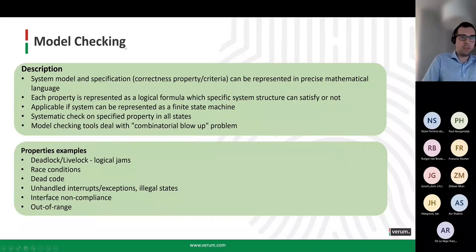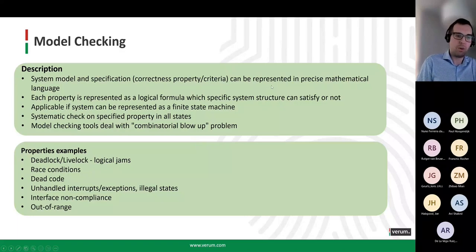Next up is model checking. Model checking is one of the methods called formal verification. Basically, model checking is the method that the design is using under the hood. It is basically a system model and a specification. The idea is that our system model and our specification can be represented in precise mathematical language.